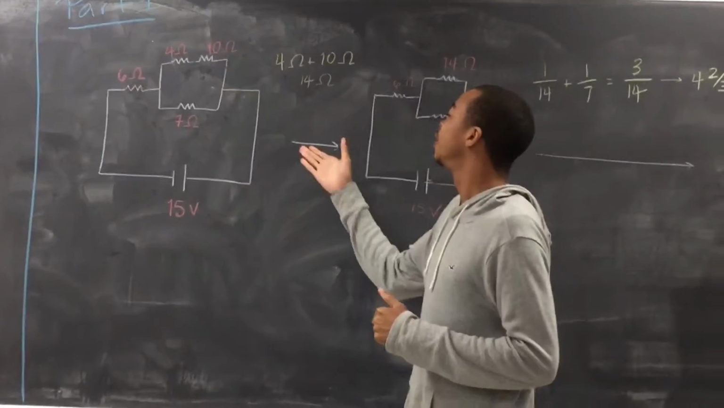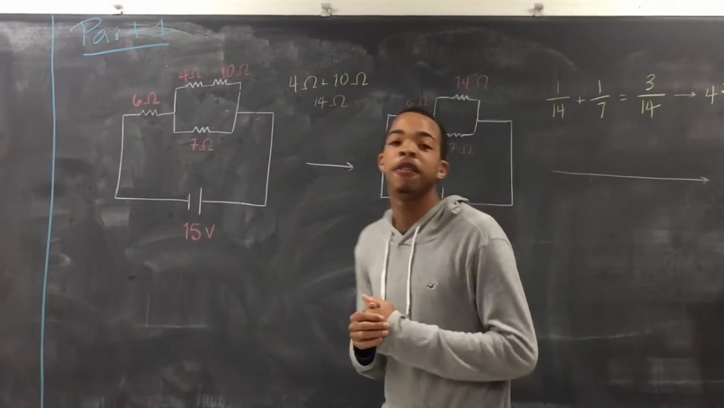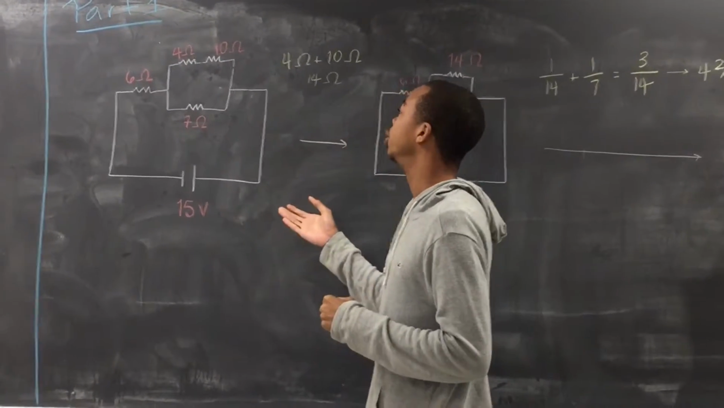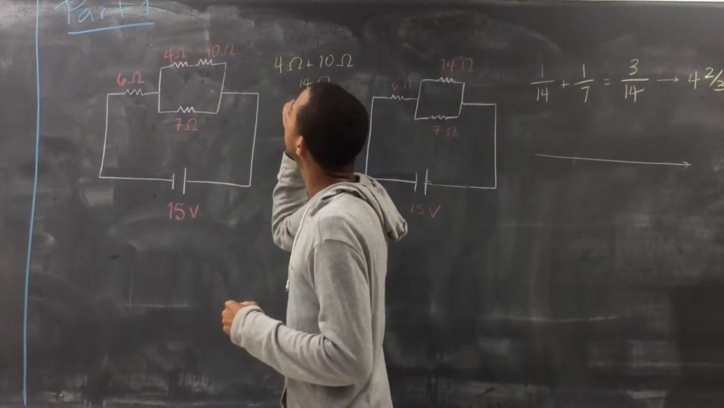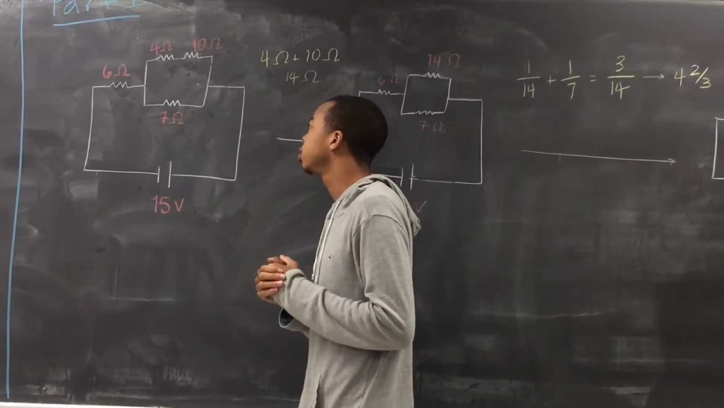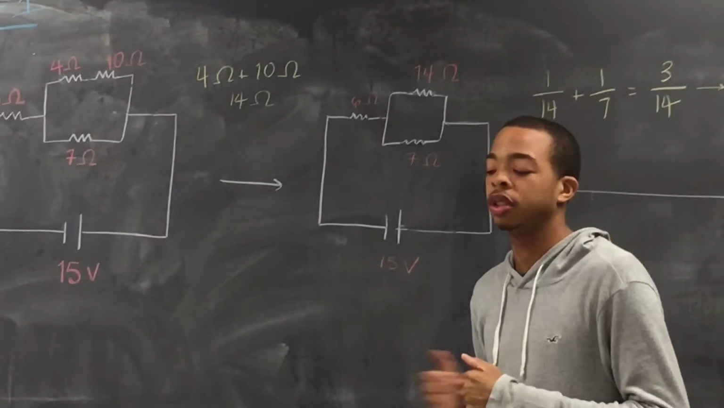So we have this physics problem, and it's a circuit, and we're trying to find the equivalent resistance. We have these given values: 6 ohms, 4 ohms, 10 ohms, 7 ohms, and 15 volts. And we're trying to find the equivalent resistance.